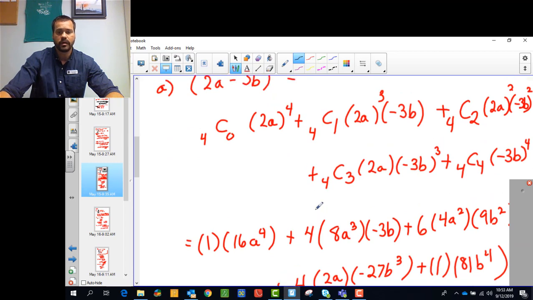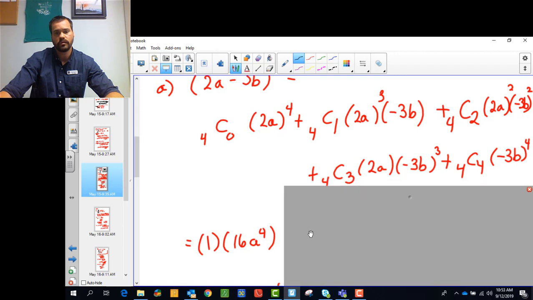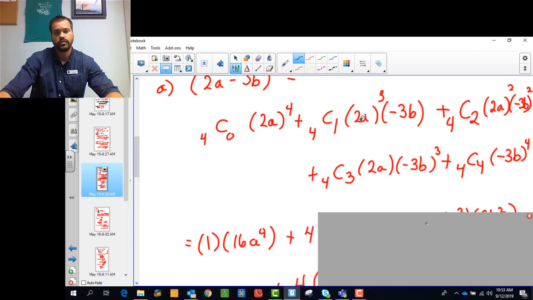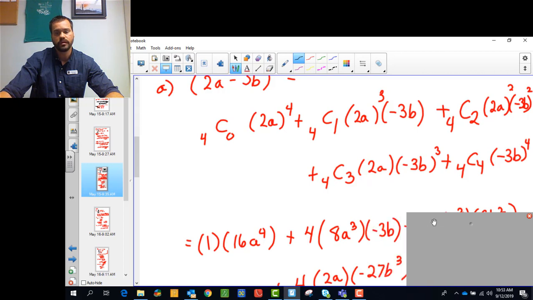Okay, and then it's just a matter of working out what that is. So 2 to the 4th is 16. Okay, and then 4 choose 0 is 1. Then 4 choose 1 is 4. 2 cubed is 8, a cubed, and then minus 3b stays there. Then we have 4 choose 2. Okay, so that's 6. And again, you can find that on your calculator using your combination button. And then 2a squared becomes 4a squared, and then minus 3 squared is 9b squared.